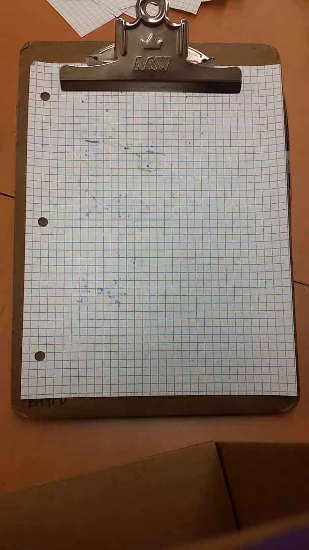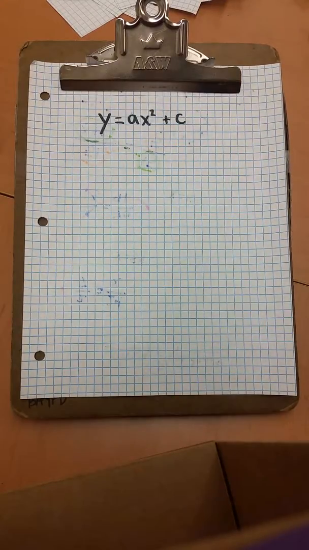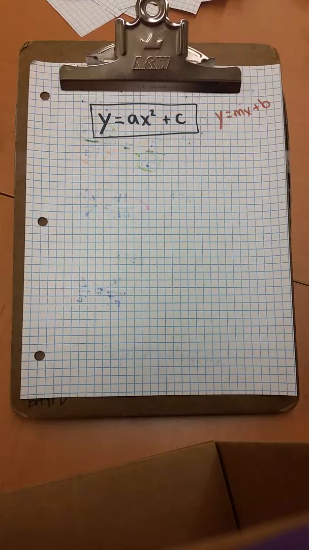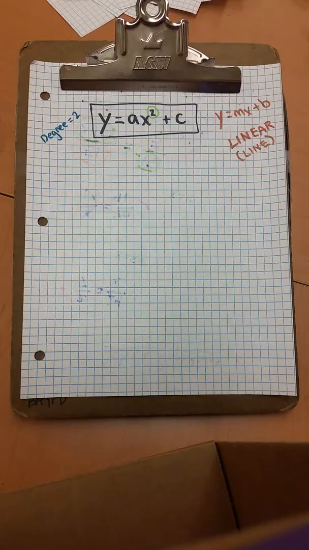So let's hit all the basics of the y equals ax squared plus c form. We can sort of compare this to what we know about y equals mx plus b. The biggest difference is that we have an x squared term. That means this equation is of degree 2. We call anything of degree 1 linear, and all the graphs are lines.